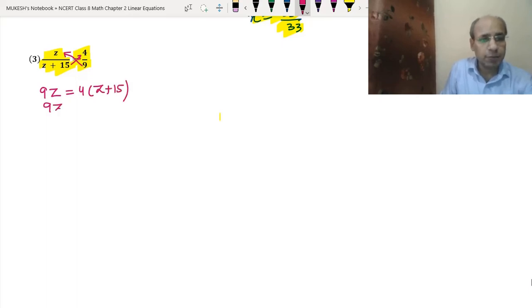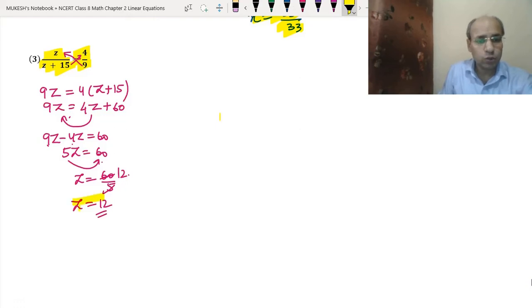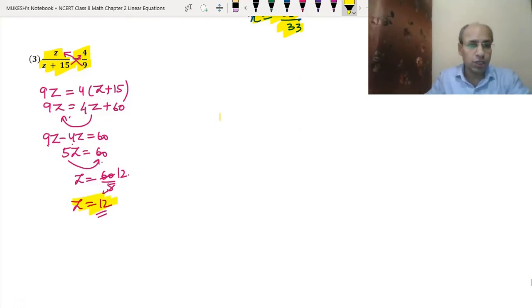Now 9z will be equal to 4 multiplied with the z, it will become 4z, and 4 will be multiplied with the 15, it will become 15 into 4 is 60. So now we will take 4z to the other side, so it will become 9z minus 4z equal to 60. 9 minus 4 is 5z equal to 60. So now this 5 we will take to the other side. So z became equal to 60 upon 5. When we divide it, 5 and 5, 5 12s are 60. So z will become equal to 12. So the answer we have got is 12. Okay. I hope you would have understood it.